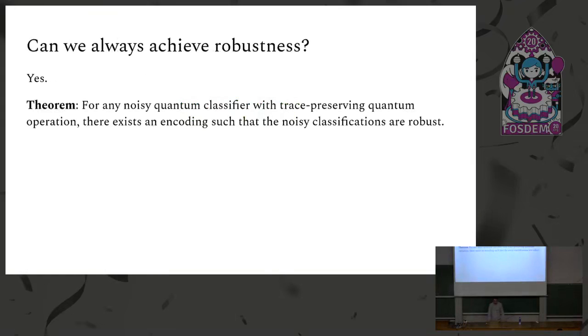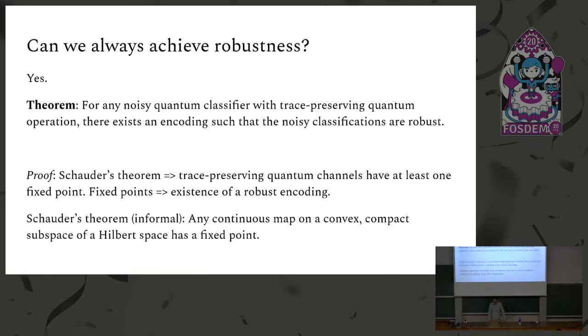I'll mention this very briefly. You can always achieve a robust data encoding for any trace-preserving quantum channel. This is because any trace-preserving quantum channel always has at least one fixed point. So if you're really set on robustness, you can encode everything into that fixed point.